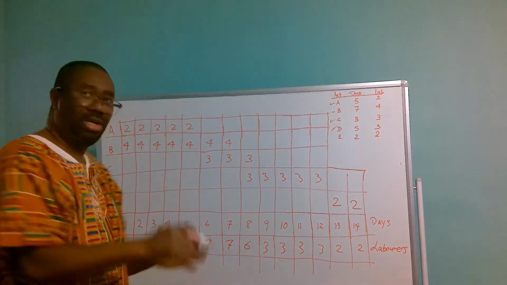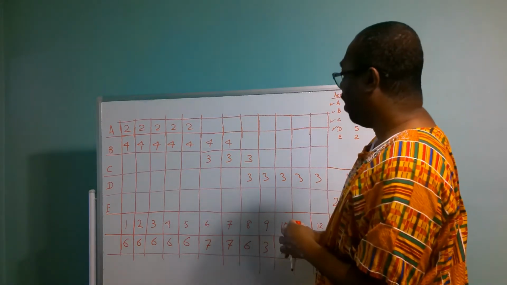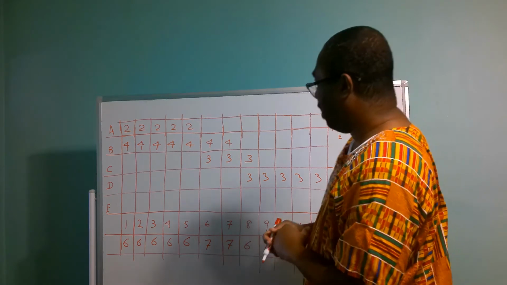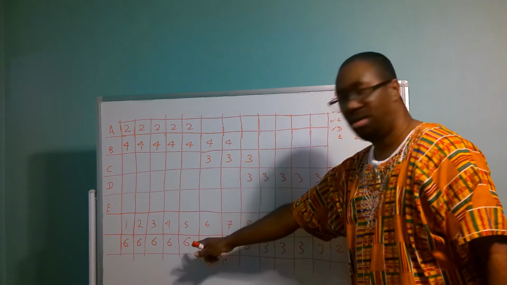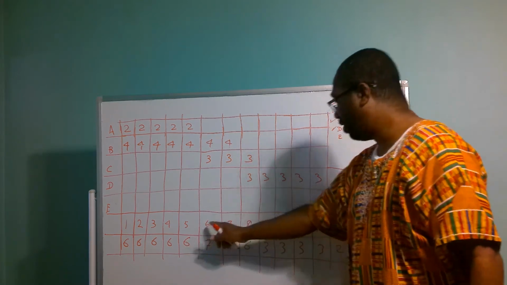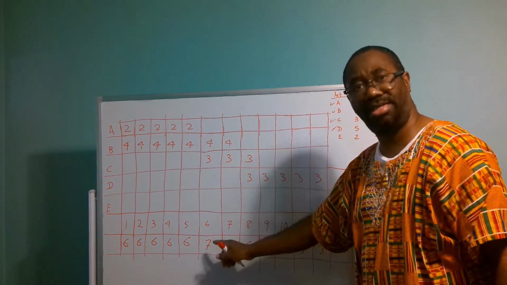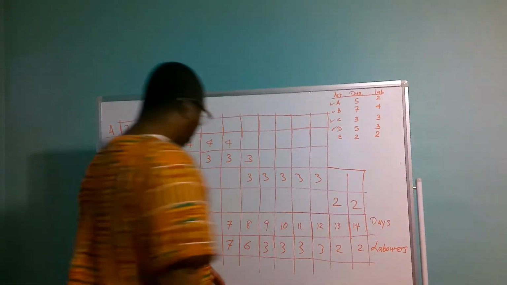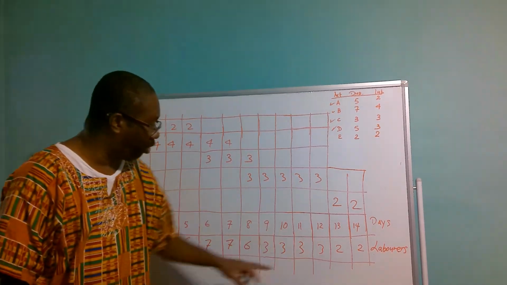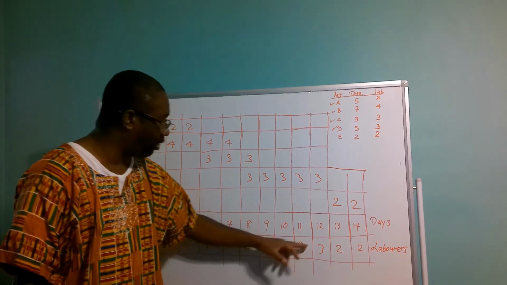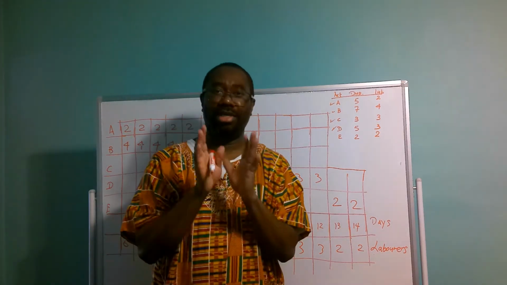Right? So let me give you the summary of this now. On day 1, we're going to use 6 laborers through to day 5. For day 6 and 7, we're going to use 7 laborers for each day. For day 8, we're going to use 6 laborers. For 9 through to 12, we're going to use 3 laborers for those days. And for day 13 and 14, we're going to use 2 laborers each.